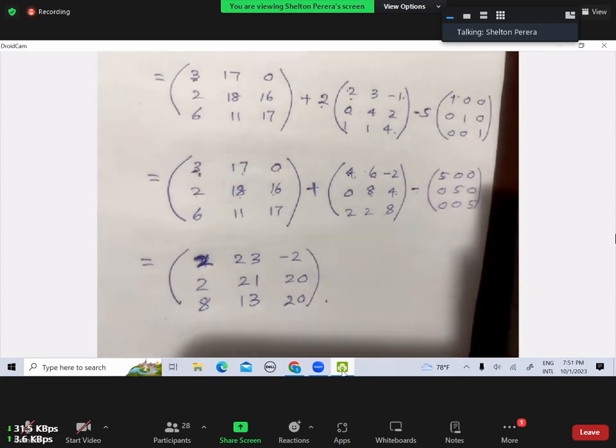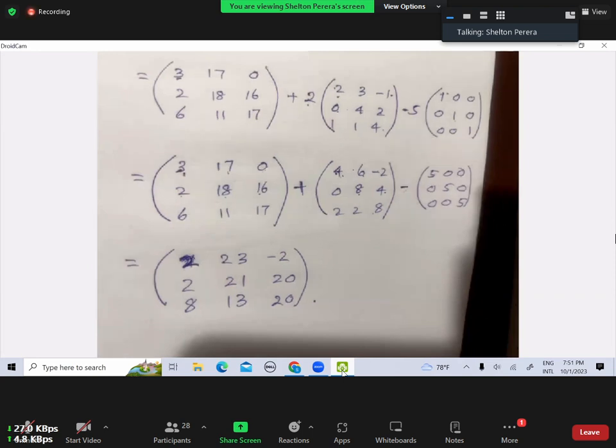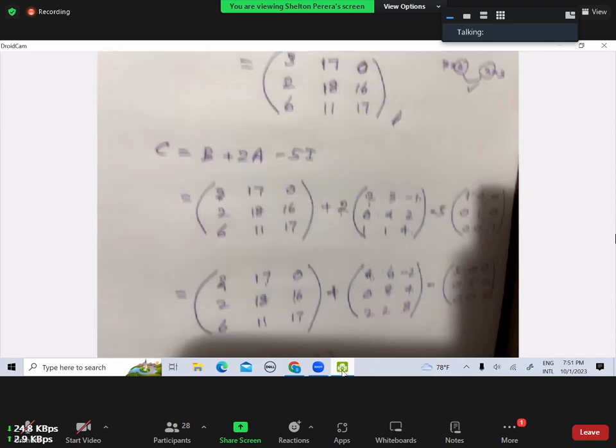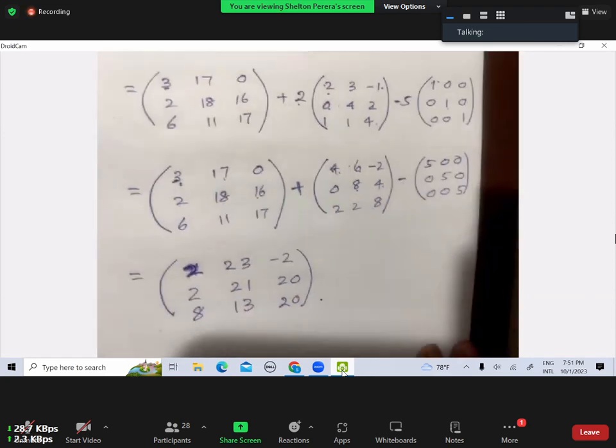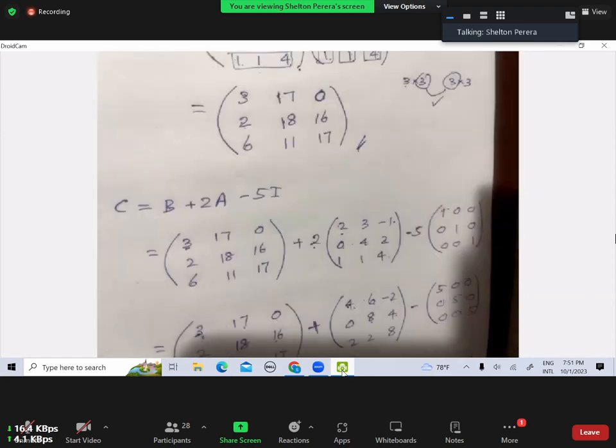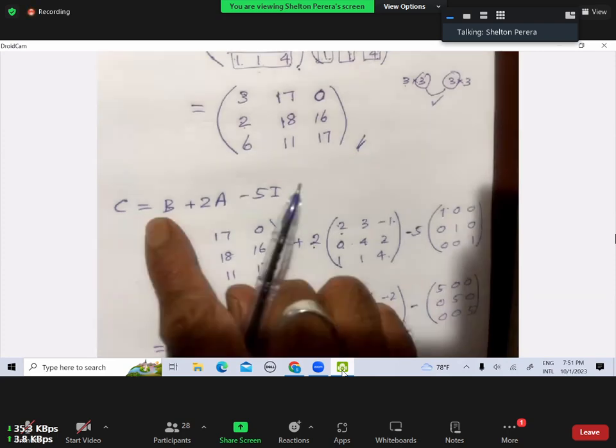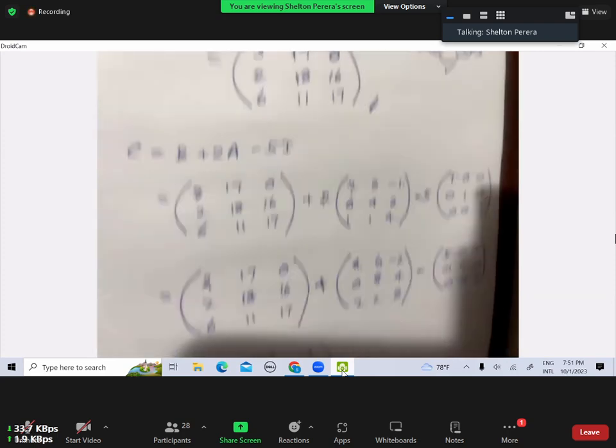So we have found B and C. Do you all understand? Okay. B substituted, A substituted, and then simplified. Yeah?